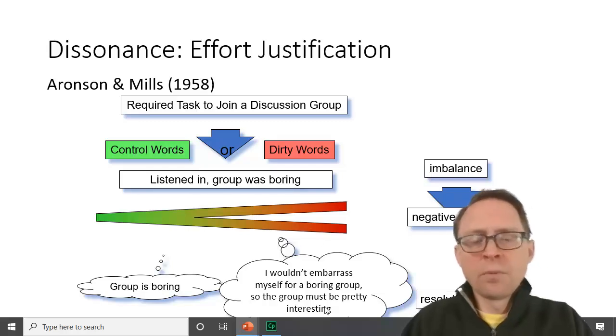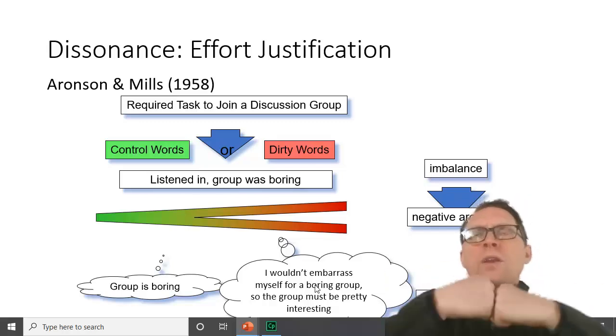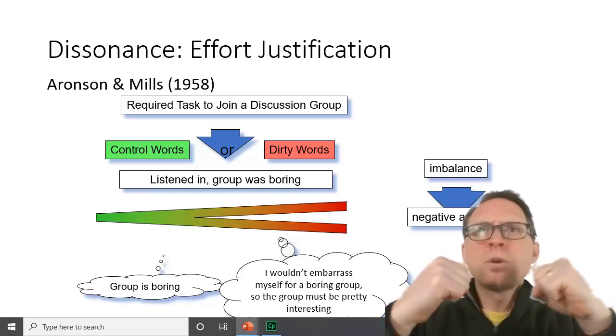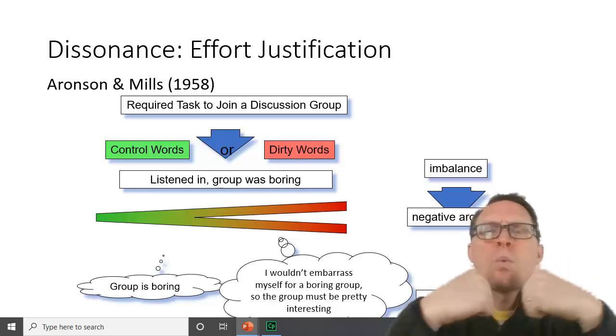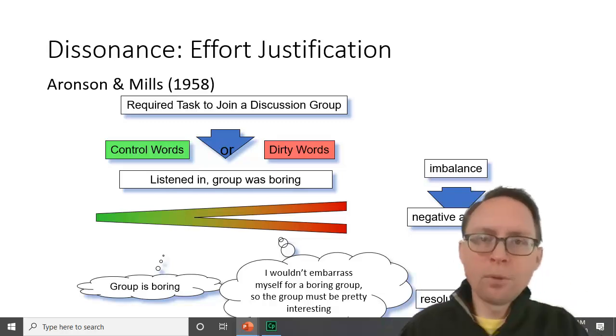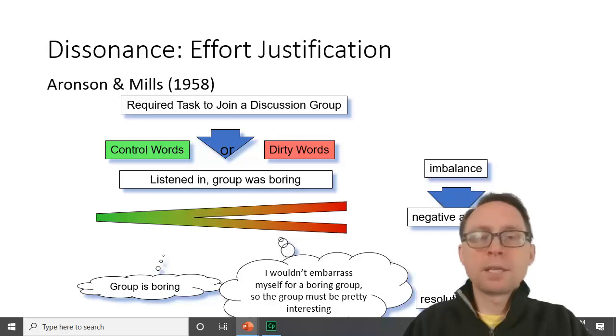So they just said, the group was boring, I didn't like it. But over here, the women who said the dirty words, they're thinking, boy, you know what? I am a proper lady, and I just said the nastiest words that I've ever said in my life. Why did I do that? Oh, I know. I must have really liked the group. They resolved their dissonance by changing their opinion about the group. Yes, I said the nasty words, but the reason why is because I really enjoyed it.